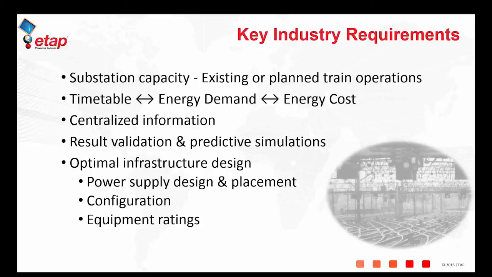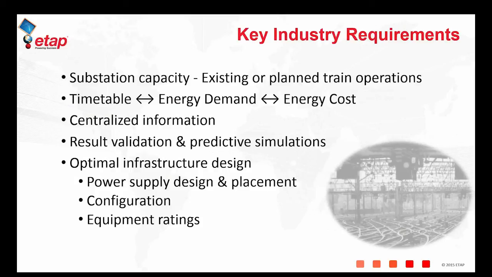Usually when we're doing traction power analysis, we would like to understand what substation capacity is required for either existing or planned train operations. And obviously we want to have some linkages between the train timetable, the energy demand on the system, and the energy cost at the end of the day. So how many trains can I run in a specific day or duration at the same time without hitting my peak demand and impacting my energy cost tremendously? How can I manage that, and how can I do all my what-if analysis?